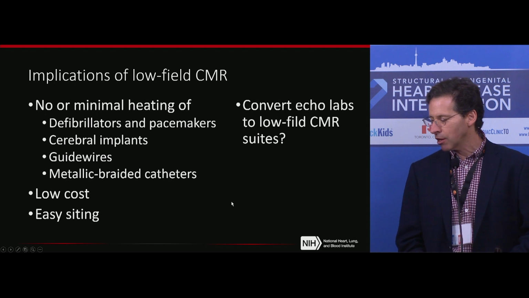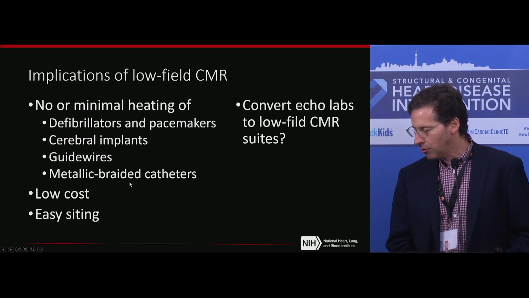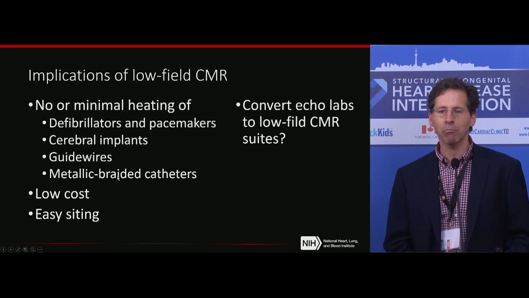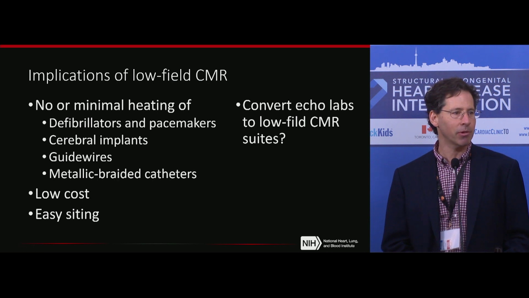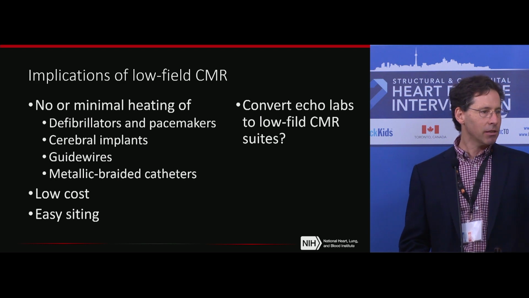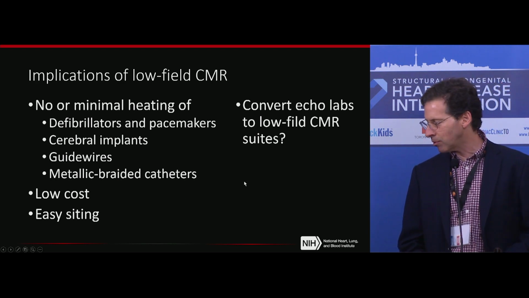So the implications are devices don't heat, defibrillators don't heat, pacemakers don't heat, brain implants don't heat, guide wires. It's premature to say this, but I know technically these things can be made unbelievably cheaply. I mean, echo machine cheap. Clear out your echo bays and replace half of them with low field magnets. I know that you guys in Toronto have a low field company. Unfortunately, their systems are directed at brain, but this concept's going to be really cool.